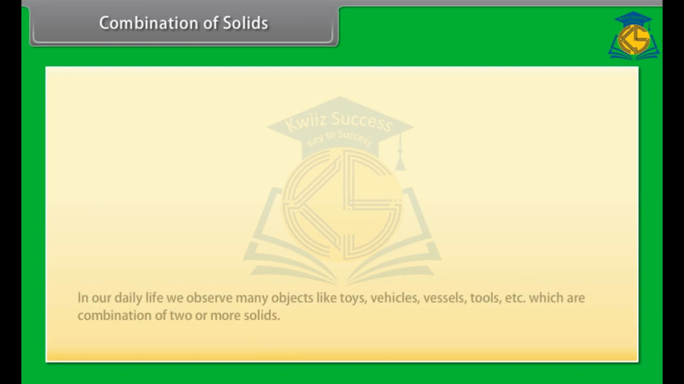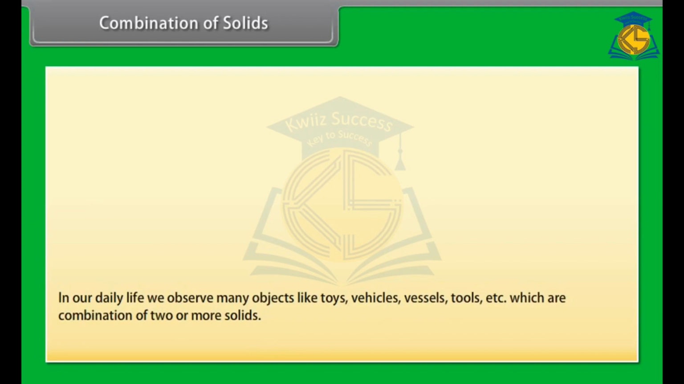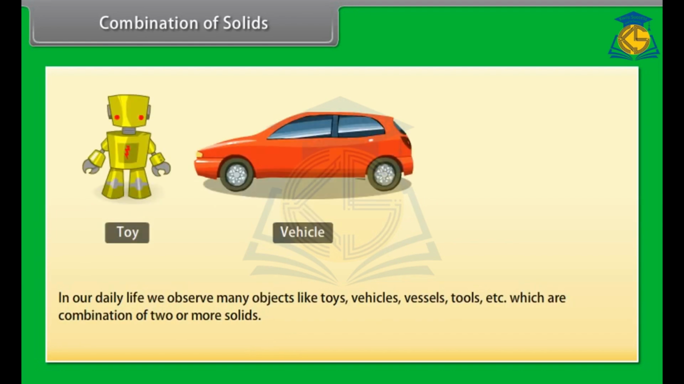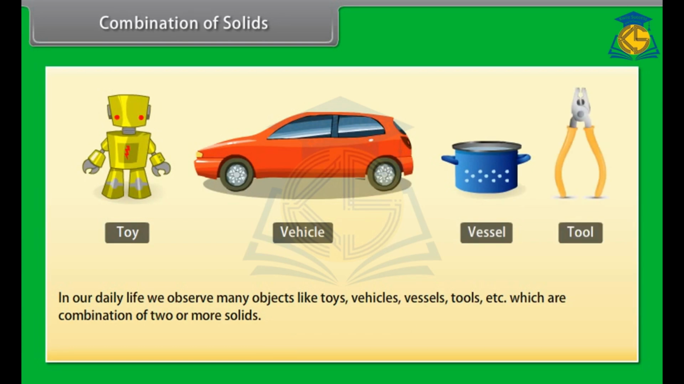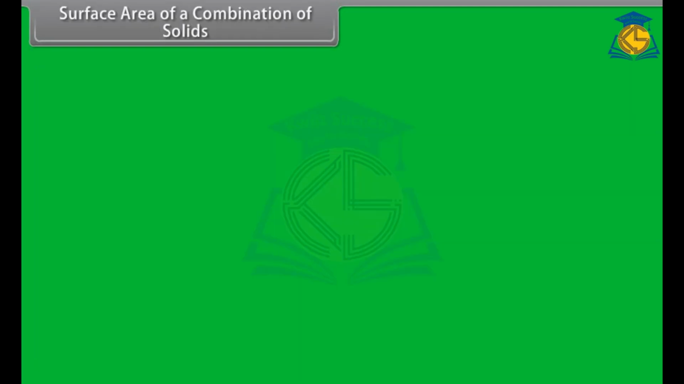In the same way, in our daily life we observe many objects like toys, vehicles, vessels, tools, etc., which are combination of two or more solids. Let's learn to find their surface areas and volumes. Surface area of a combination of solids.